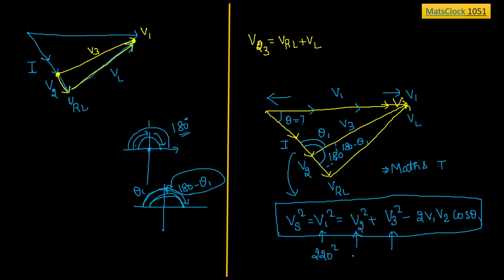V2 is how much? I think that is 122. V3 is 136 square. Twice of V1, once again 132. Not V1, V2, V3. Sorry, 136. Now if you reduce this expression, you will come up with the value of theta. Let me try to solve this by myself also. So 220 square minus 122 square minus 136 square, divided by 2 into 122 into 136.